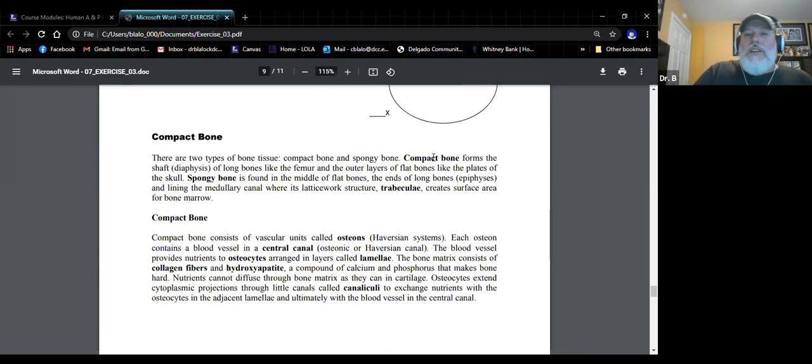We're just going to identify compact bone. We're not going to look at spongy bone just yet. We'll look at some spongy bone when we get to the skeletal system, and we'll talk more about where we find compact bone versus spongy bone. Compact bone, though, is going to be found on the exterior surface of all of our bones. That's the one place we can guarantee that we always find compact bone, on the external surface.